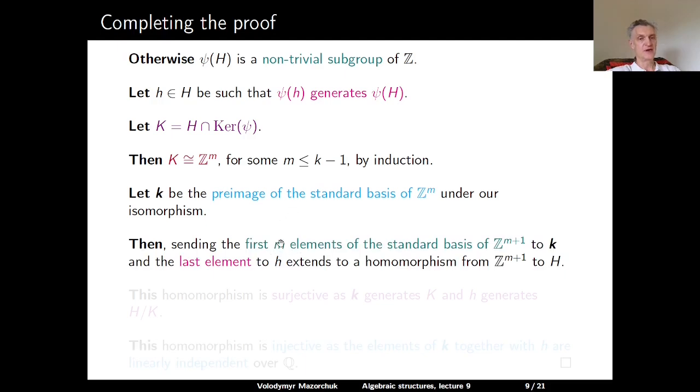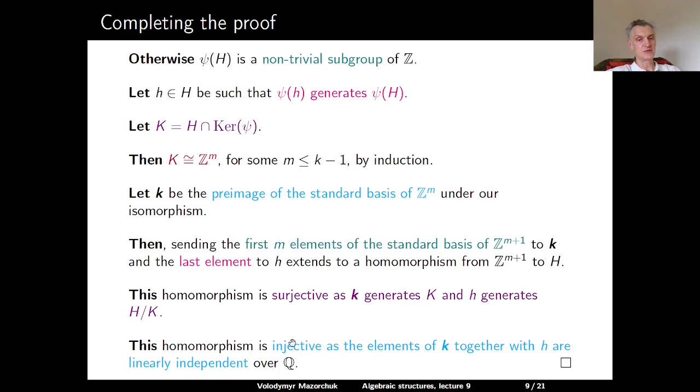Then send the first m elements of the standard basis of Z^(m+1) to this bold k, and the last element of the standard basis to h. This extends to a homomorphism from Z^(m+1) to H. This homomorphism is surjective because our bold k generates k, which is the kernel, and our little h generates the quotient. So if you can generate the sub and the quotient, we generate the whole thing.